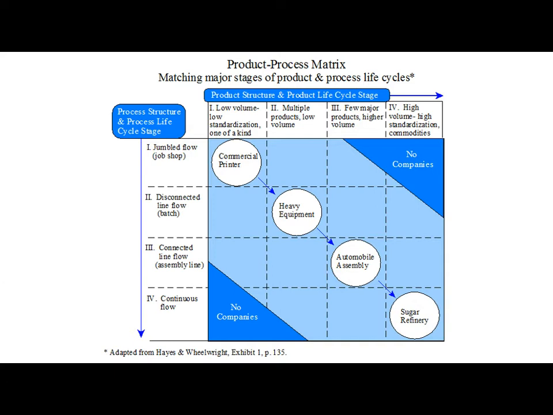Similarly, there are regions where no companies are there, like low volume and standardization of a kind and continuous flow. Such example is not there. Similarly, job shop operation process, where high volume and high standardization commodities are there, such example or such industry is not there in existence. So this is product process matrix. You can pause the video and you can read and carefully understand this process product matrix.